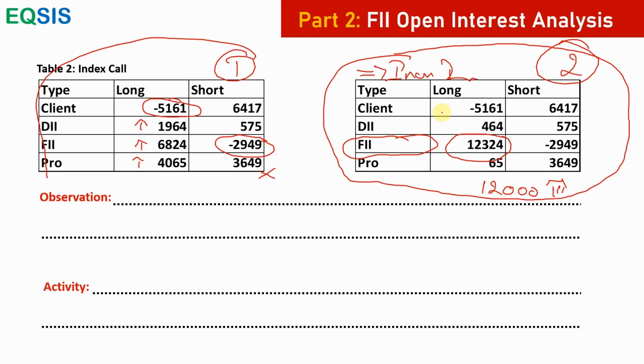So now you people have to write a summary by looking at table 2. What I have to do is, any increase in open interest is because of FII.